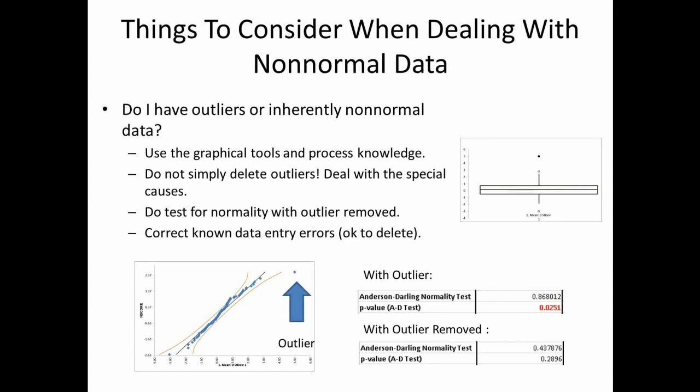of data. I think that's something that you want to be very careful of. You don't want to just simply scrub your data to remove outliers. You need to deal with the special causes. You need to get to the root causes, find out what caused that outlier, and address it.